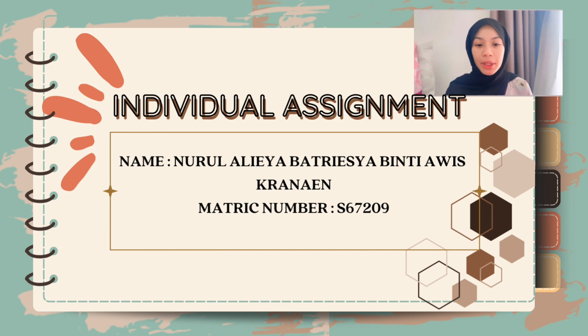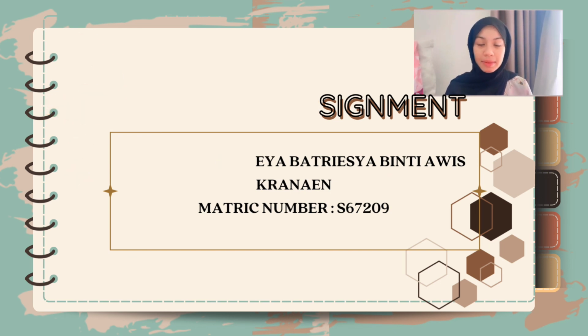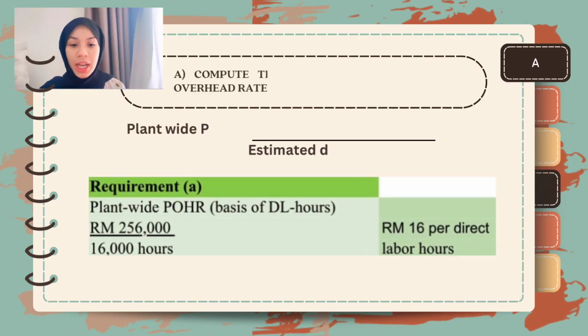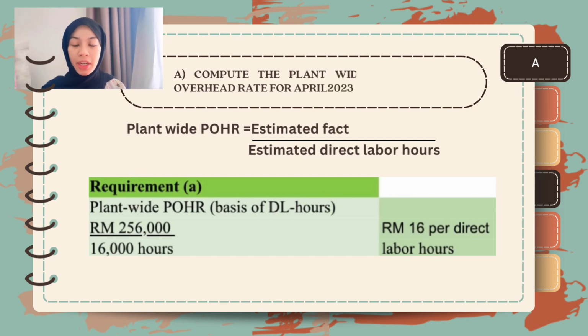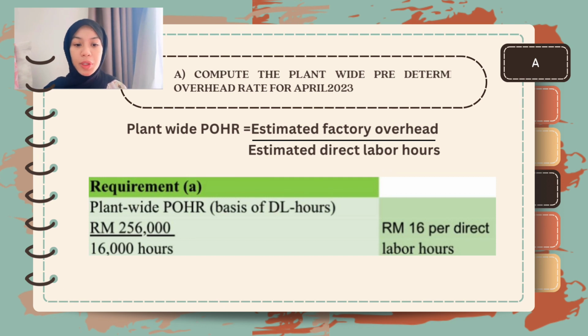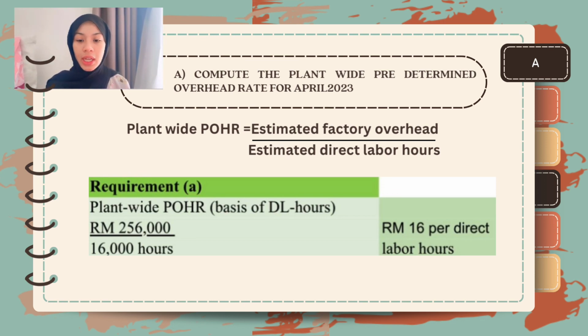I will explain about the questions for my individual assignment. For the first question, compute the plant-wide predetermined overhead rate for April 2023. We need to use the plant-wide predetermined overhead rate formula, which is estimated factory overhead divided by estimated direct labor hours. According to the equation, factory overhead cost is 256,000 divided by direct labor hours, which is 60,000. So the total for the plant-wide POHR is 60.